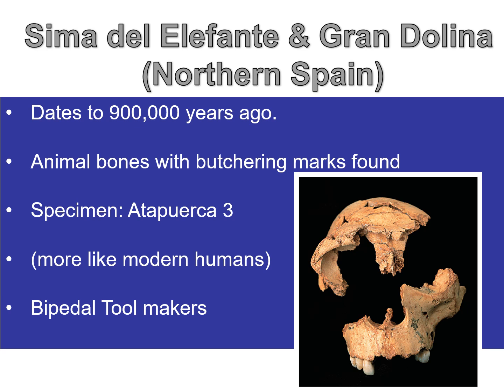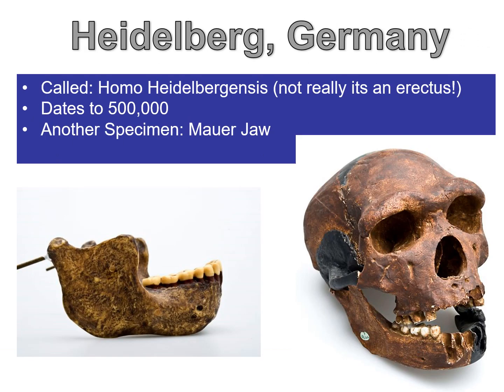Their features were a little more gracile, but they're pretty much typical for the range of variation that we see within Homo erectus themselves. So they were bipedal tool makers, but still at this point we don't know if these guys were hunting or just scavenging.